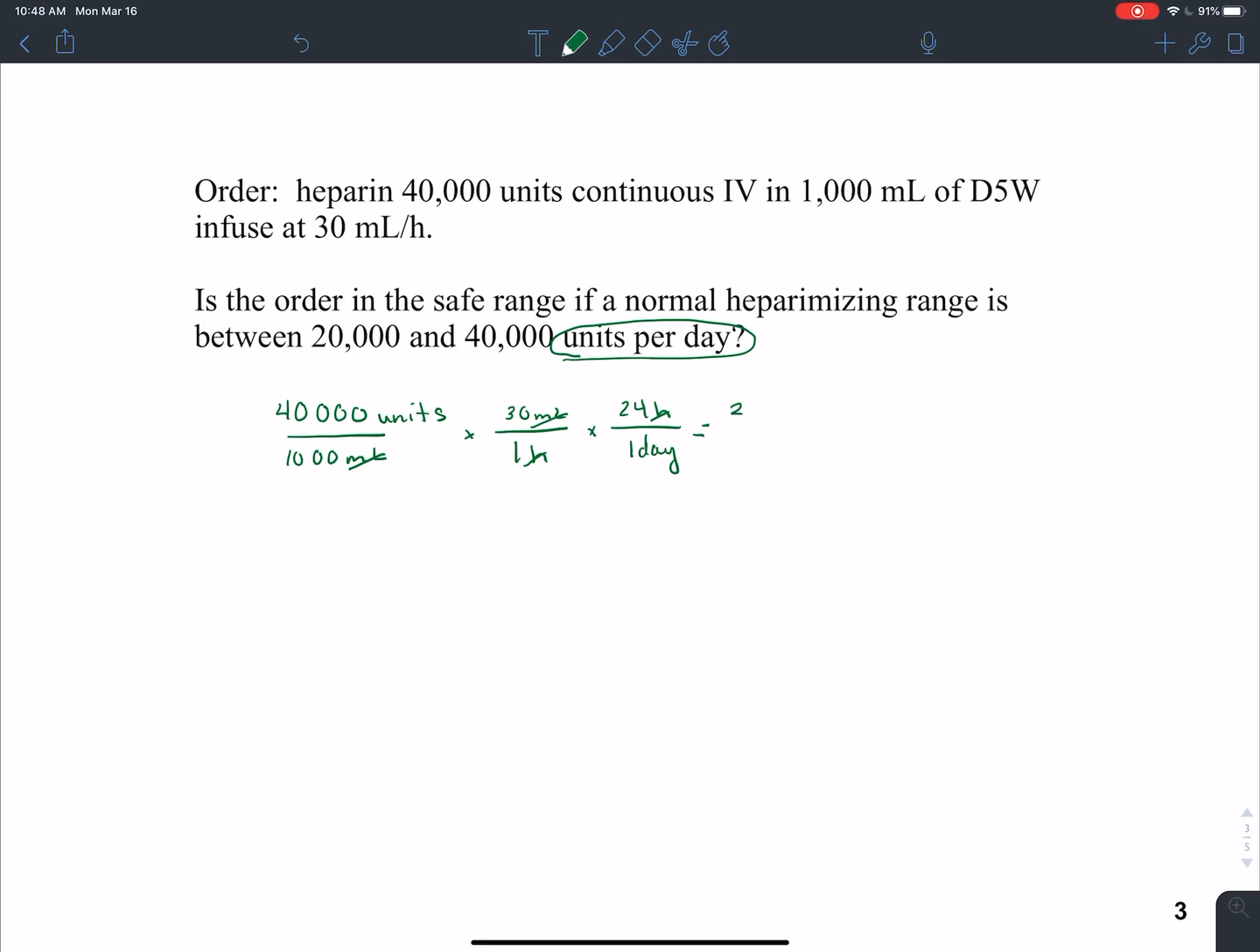The hours cancel out. I'm just left with days. So when I multiply straight across, I get a large number in my numerator over 1,000. I'm going to divide, and I'll find that we have 28,800 units per day is the order. If we look at that safe range again, it was between 20,000 and 40,000 units per day. Our 28,800 is in that range. It's in between 20,000 and 40,000 units per day. So we say yes, it is safe.